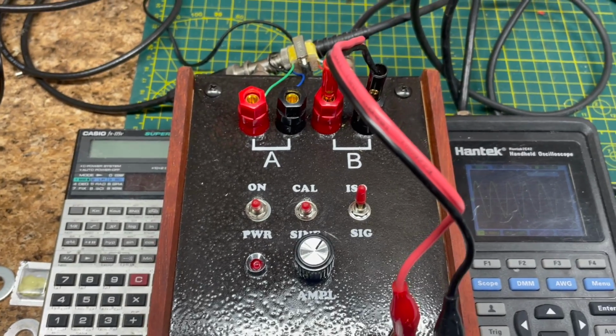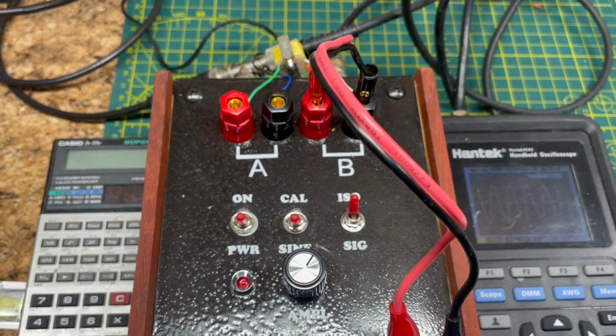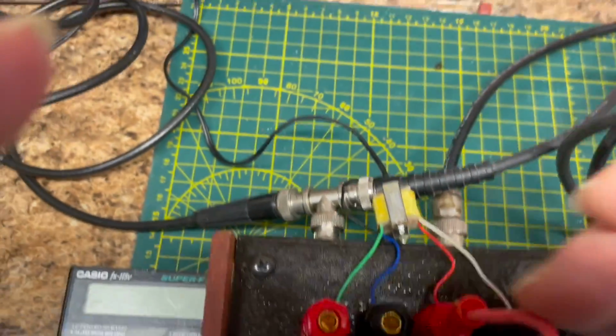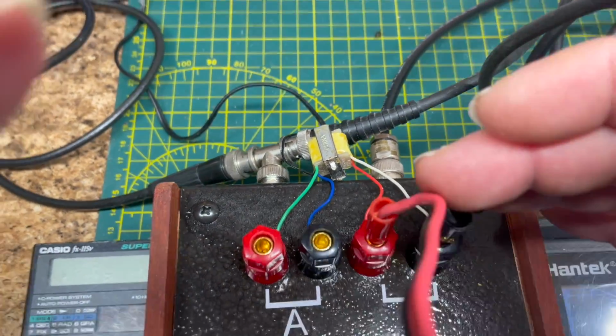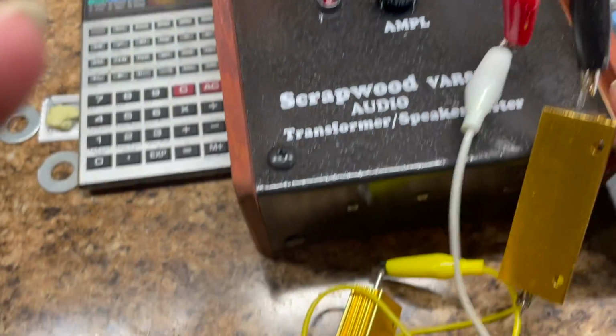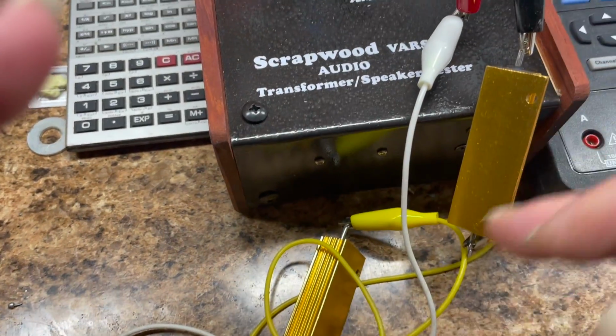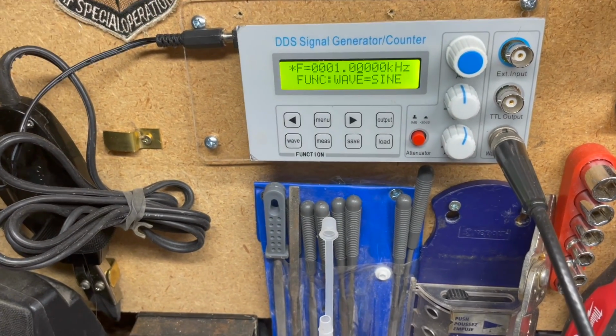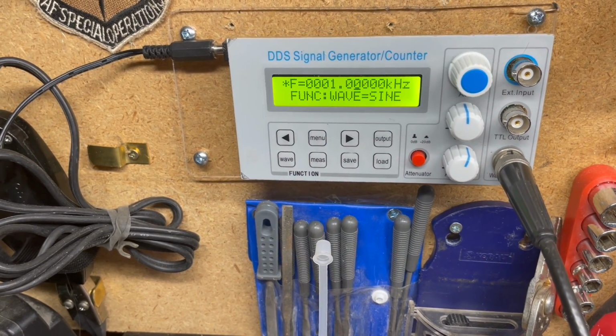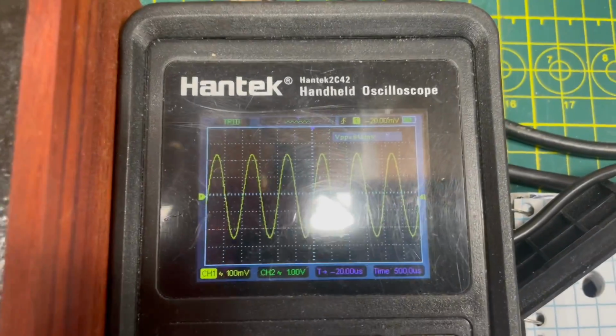Okay, so here we have the Varsi T set up in ISO. We have a transformer, primary connected to A, secondary connected to B, and we have it connected to a makeshift 8 ohm load. Then we come over here and we have a signal generator that we're going to change the frequency of.